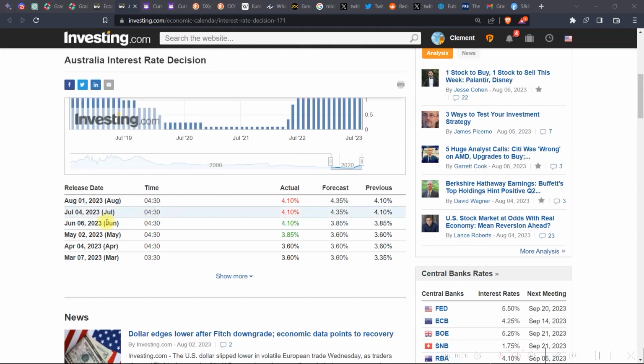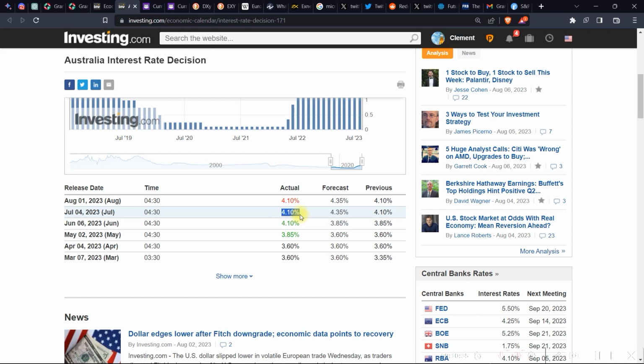So in the two recent meetings, the Reserve Bank of Australia has paused rate hikes. After they hiked in June, that was the last time they hiked rates. The market has been expecting them to hike rates, but they have always kept the rate constant this whole time.